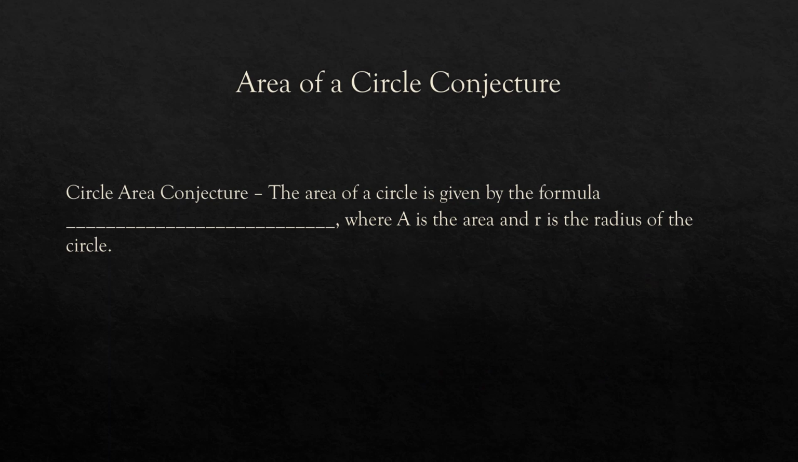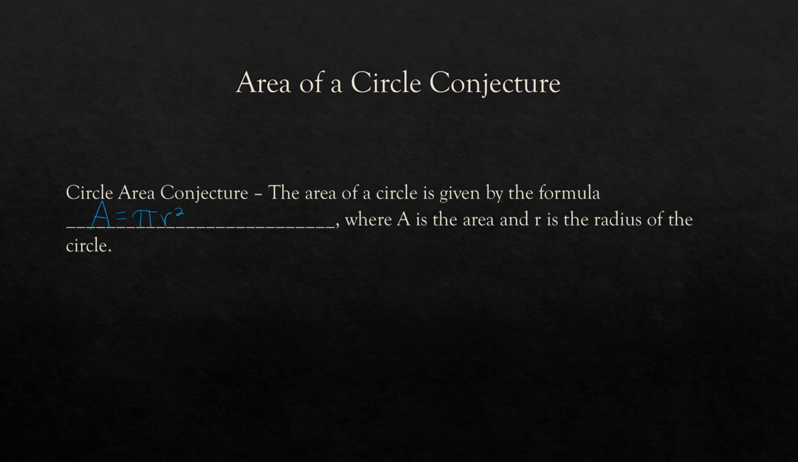So our circle area conjecture: the area of a circle is given by the formula A equals pi r squared, where A is the area and r is the radius. Remember, we don't have to define pi because pi is a number. It is 3.14159, and then it keeps going.